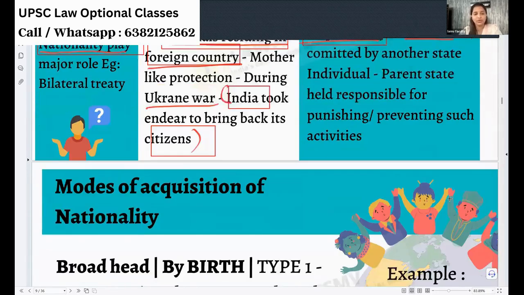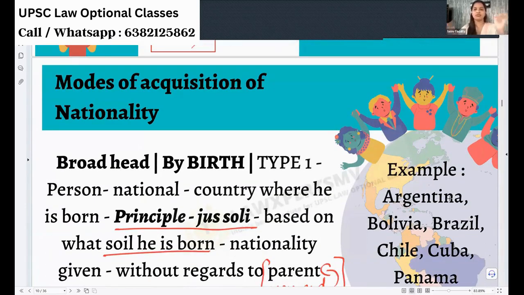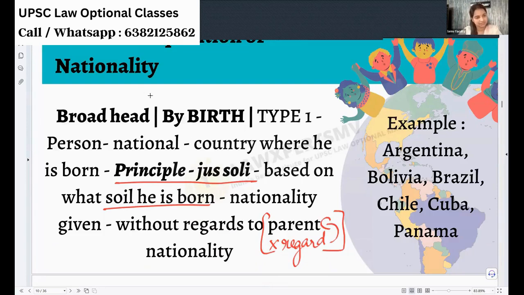Okay, now we'll go ahead. We saw the definition of nationality. We differentiated nationality and domicile. Then we saw why we need nationality. We have come to a point to see what are the modes of acquiring nationality. How do you become a national of a particular place? For that, the first type is by birth.